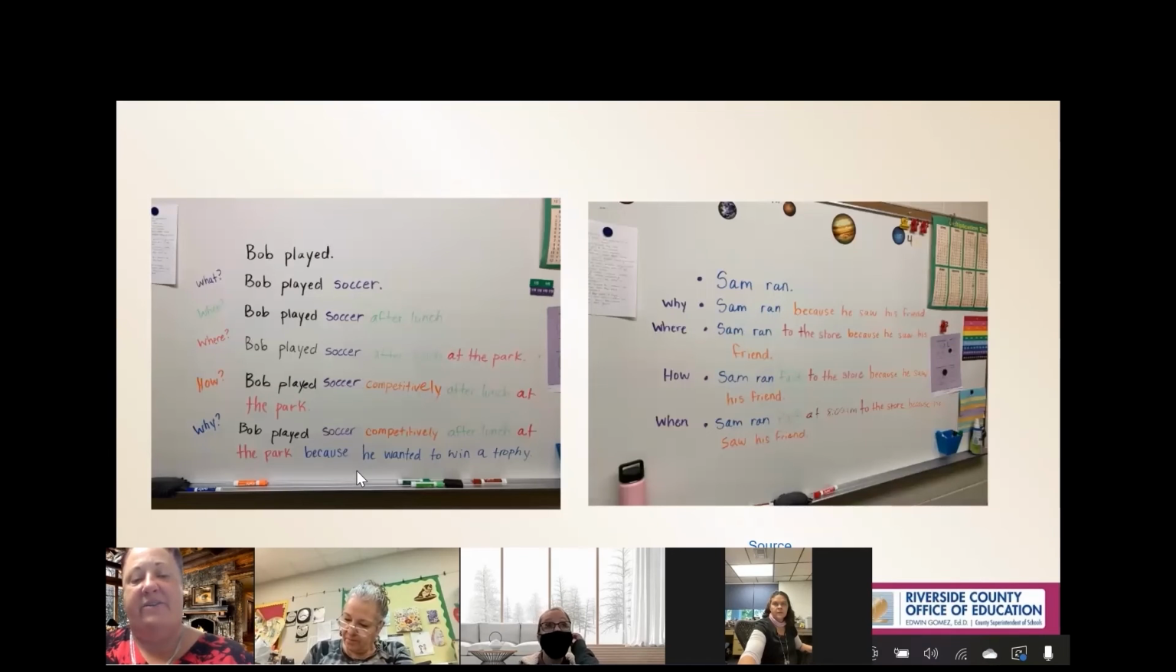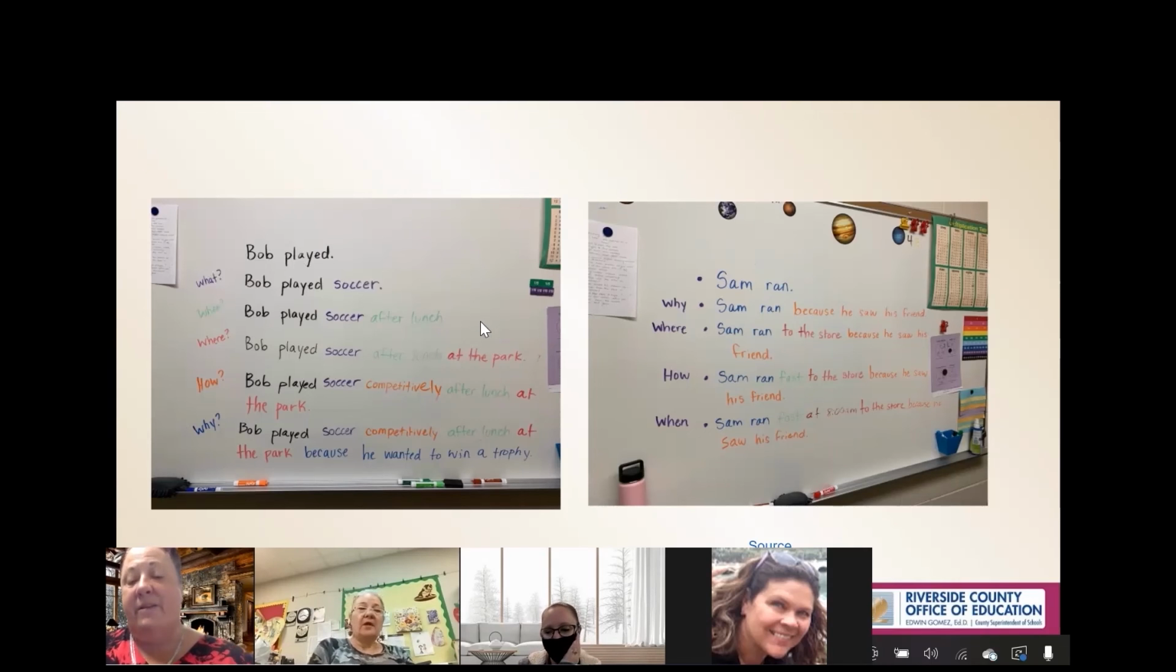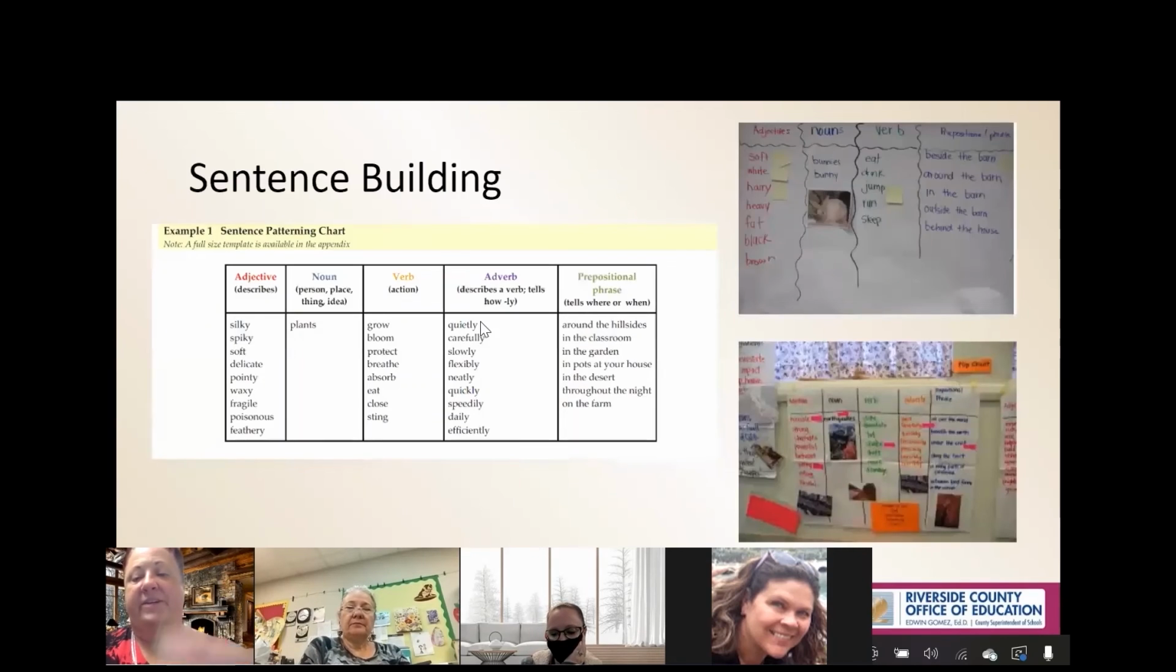But then here's another example of how we do this. We start with a basic subject and predicate: Bob played. And then, what did Bob play? Well, Bob played soccer. And then when, right? And where? Really getting them to build their sentences and expand their ideas. That will not only help them learn the syntax and help with comprehension, but it will actually enhance their writing.